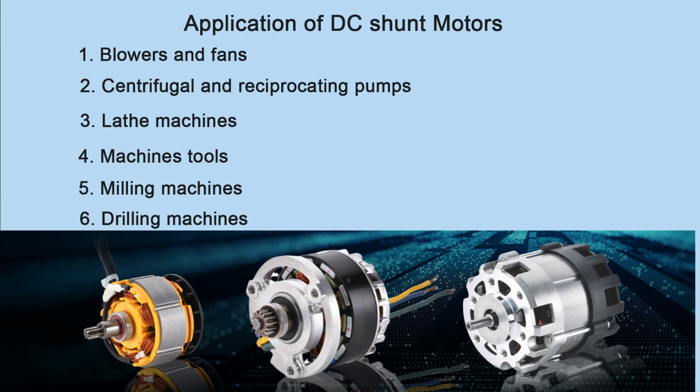Okay, so let us see what are the different applications of the DC shunt motor. It has been extensively used in the blower and fan application. Okay, and it is also used in the centrifugal and reciprocating pumps, and it has been exclusively used in the lathe machines where the constant speed is required. Also, it is used in the machine tools, milling machine and drilling machine. So these are some important application of a DC shunt motor.